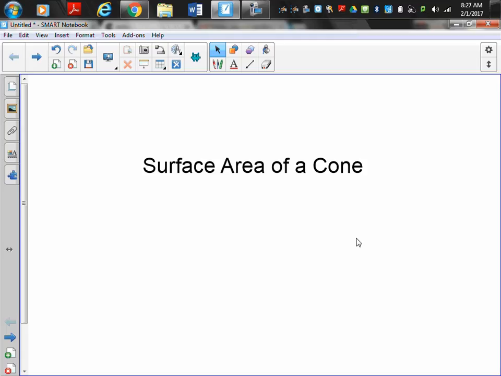All right. Surface area of a cone. This is one that you will just have to plug the formulas in. We're not going to decompose this. This is one that you just have to be able to plug and chug. All right.